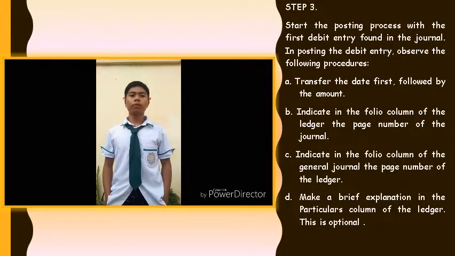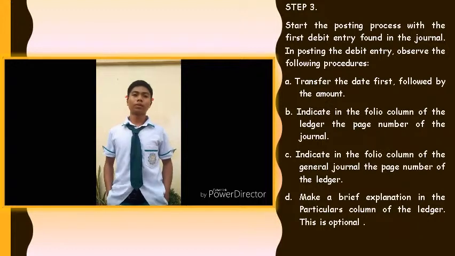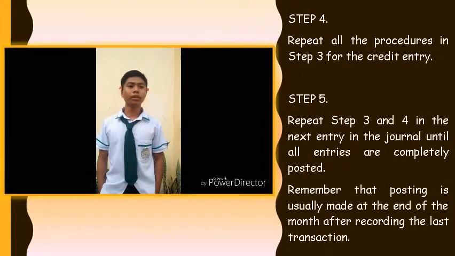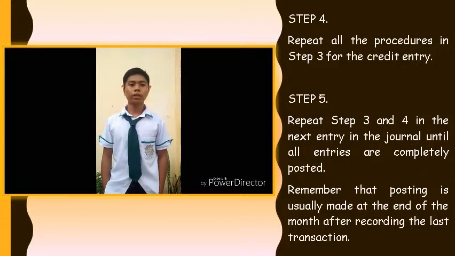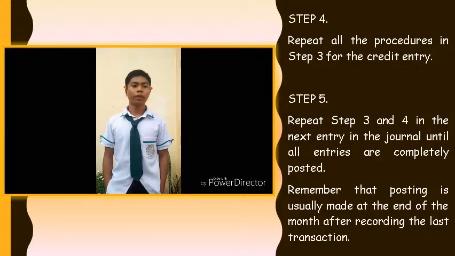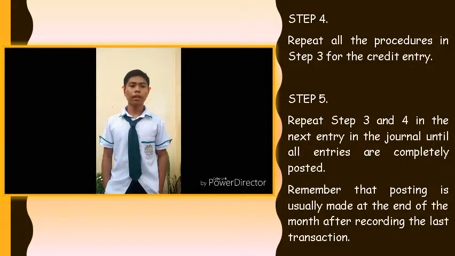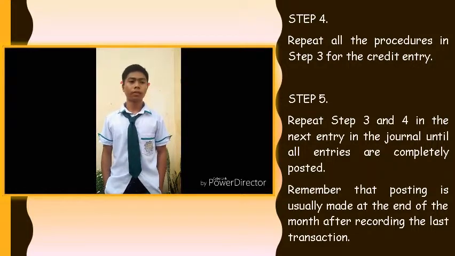C. Indicate in the folio column of the general journal the page number of the ledger. D. Make a brief explanation in the particulars column of the ledger. This is optional. Step 4. Repeat all the procedures in Step 3 for the credit entry. Step 5. Repeat Steps 3 and 4 for the next entry in the journal until the entries are completely posted. Remember that posting is usually made at the end of the month after recording the last transaction.